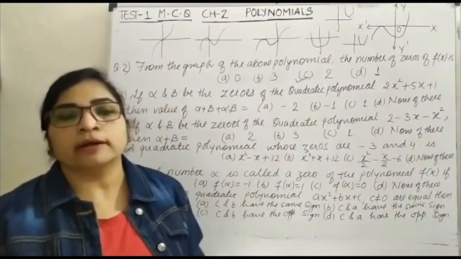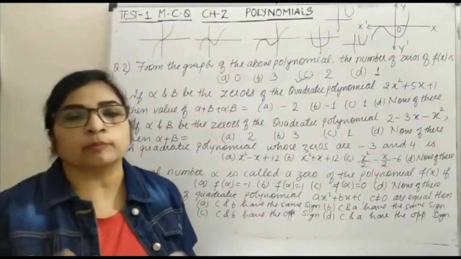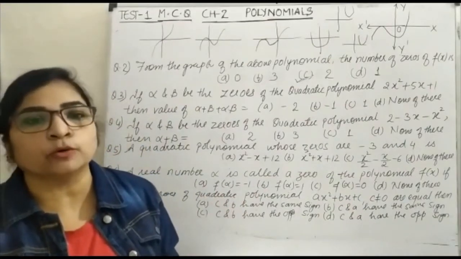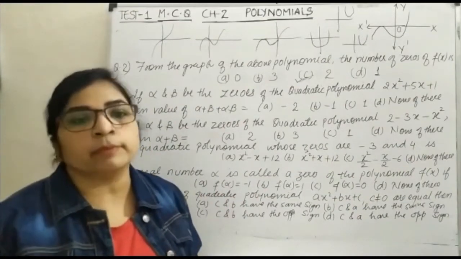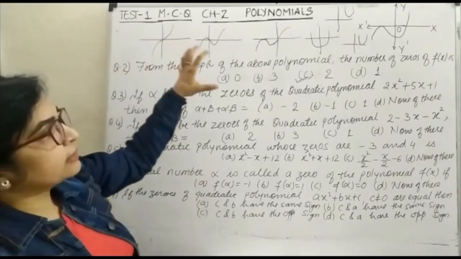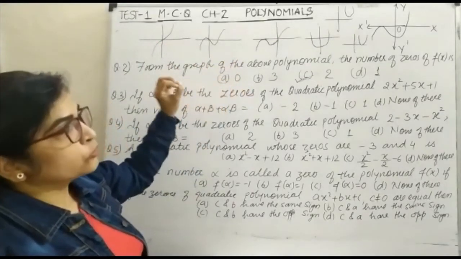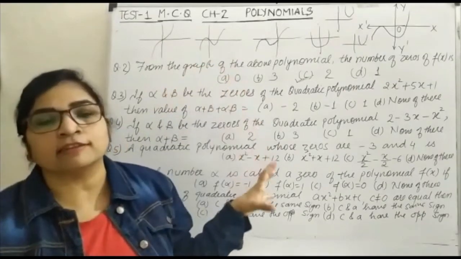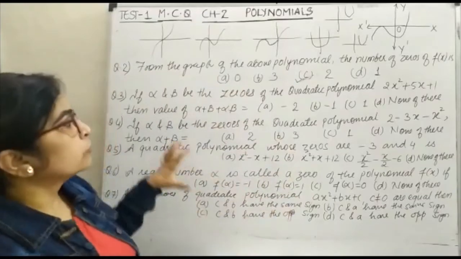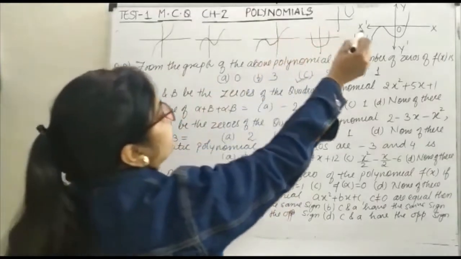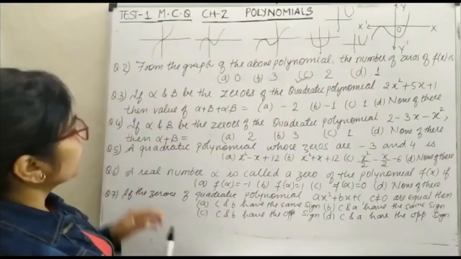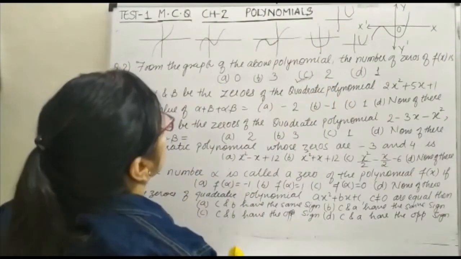That means a quadratic polynomial can have at most 2 zeros. At most means maximum, so it can have 2, it can also have 1, and it may also have no zeros. These are the different situations you should know when you are analysing any graph for the number of zeros. So for this graph, the number of zeros is 2. Moving on to another one, that is question number 3.